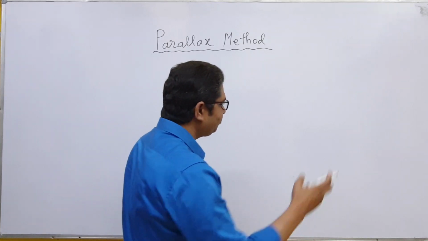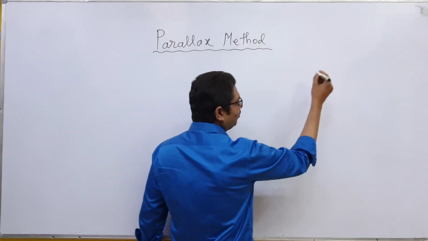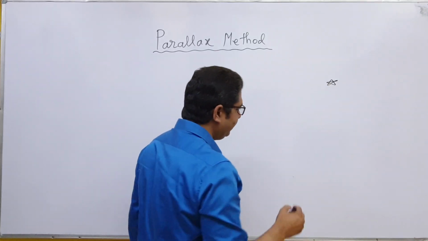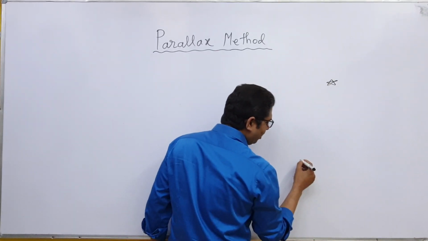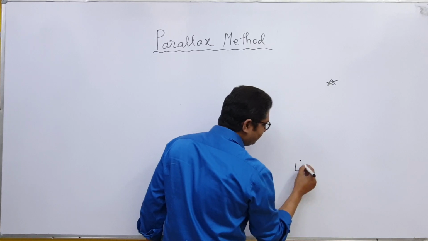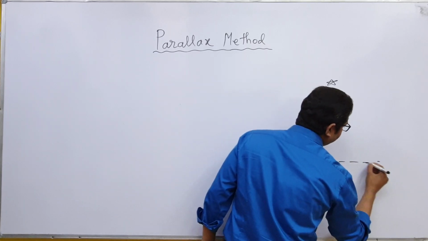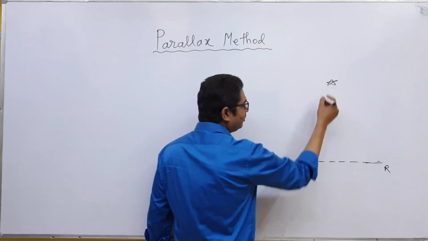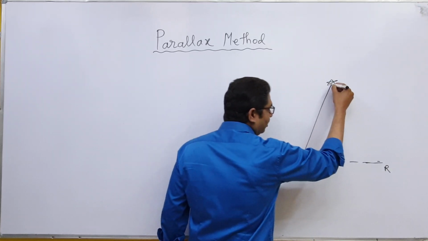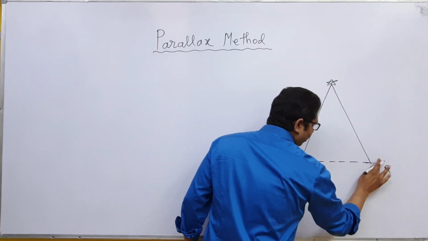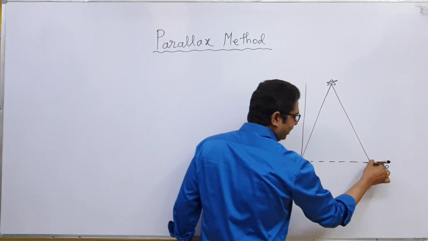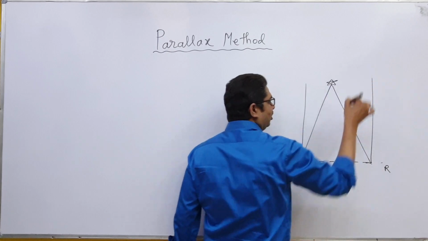Now let us see an example which makes it clearer. Suppose here is a star and here we have two observation points. This is the left and this is the right observation point. Join these first. Now take a straight line from this side. Again take a straight line from this side.